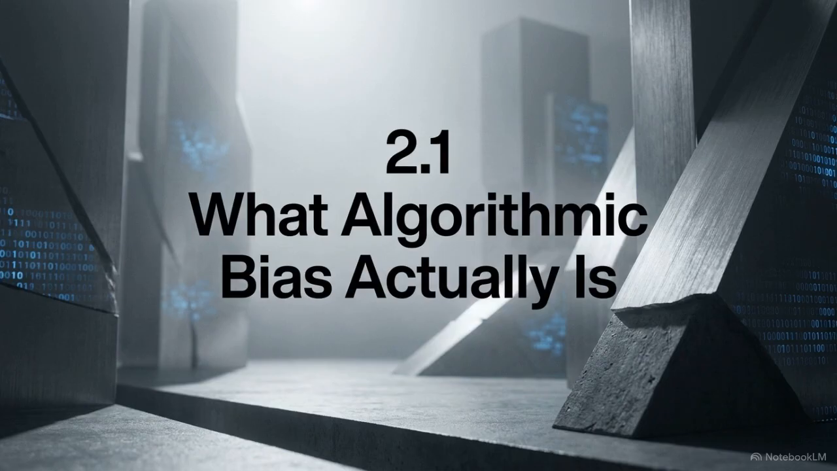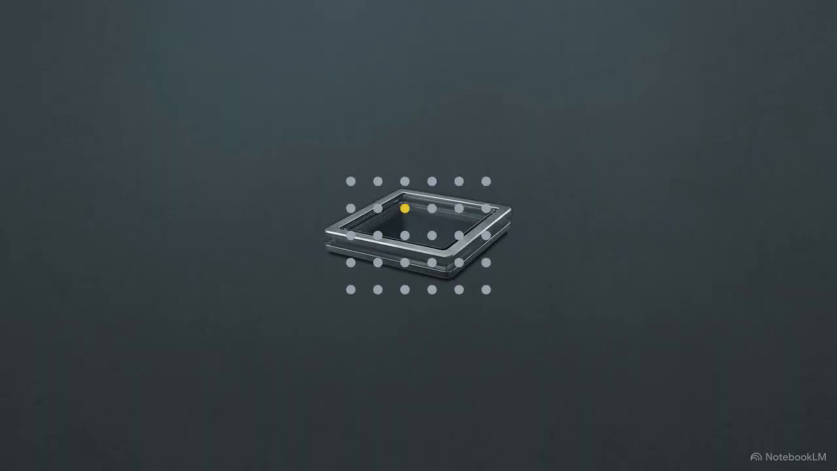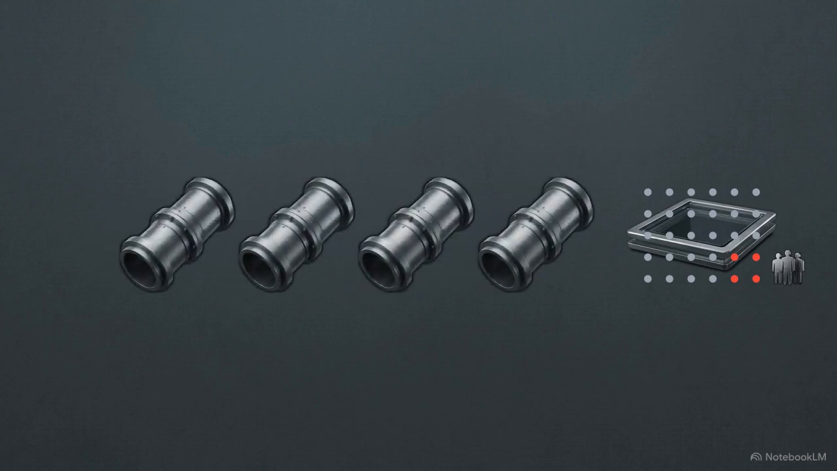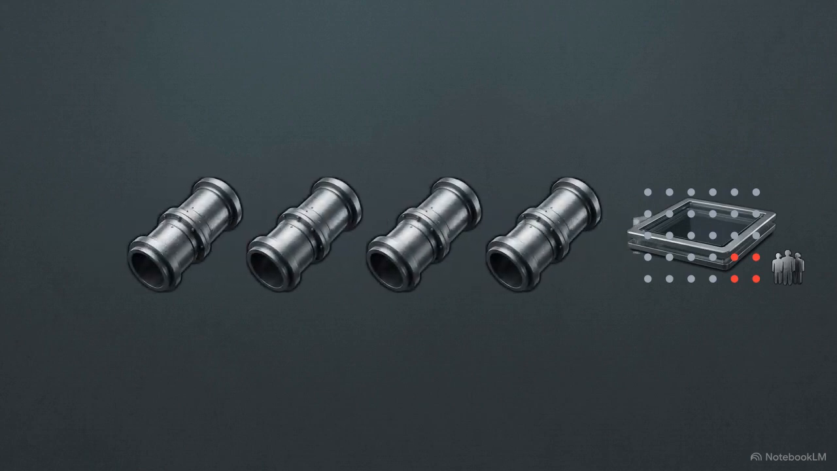To understand the threat to fairness, we must first define the core concept. Algorithmic bias occurs when an AI system produces results that are systematically unfair to certain groups of people. This is completely different from an isolated software glitch or a single bad output. It is a repeated pattern where a system continually disadvantages a specific demographic.